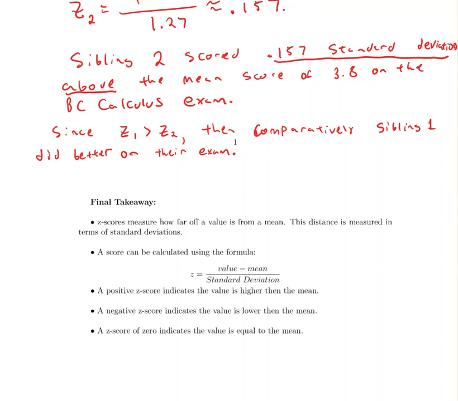And you can really see all those in our formula. If value is equal to mean, the numerator is 0, we get a z-score of 0. If value is greater than the mean, the numerator is positive, so you'll end up with a positive z-score. And if the value is less than the mean, you'll end up with a negative value in your numerator, meaning that your z-score will turn out to be negative.